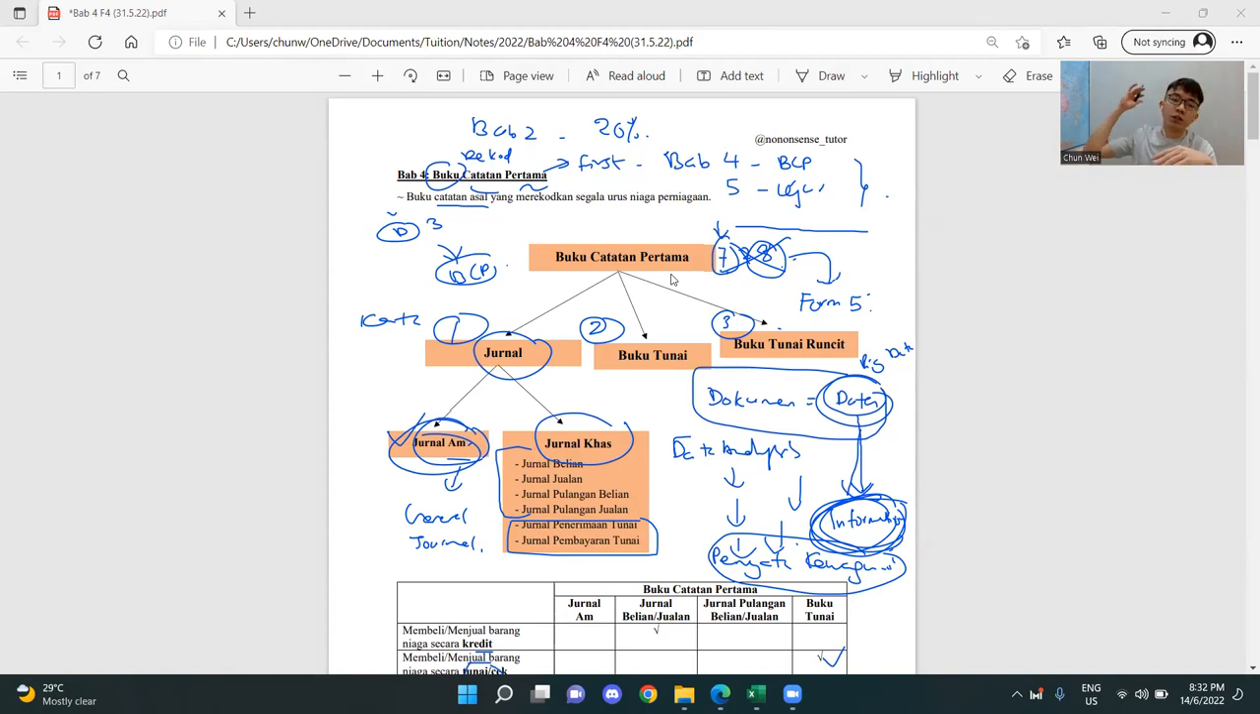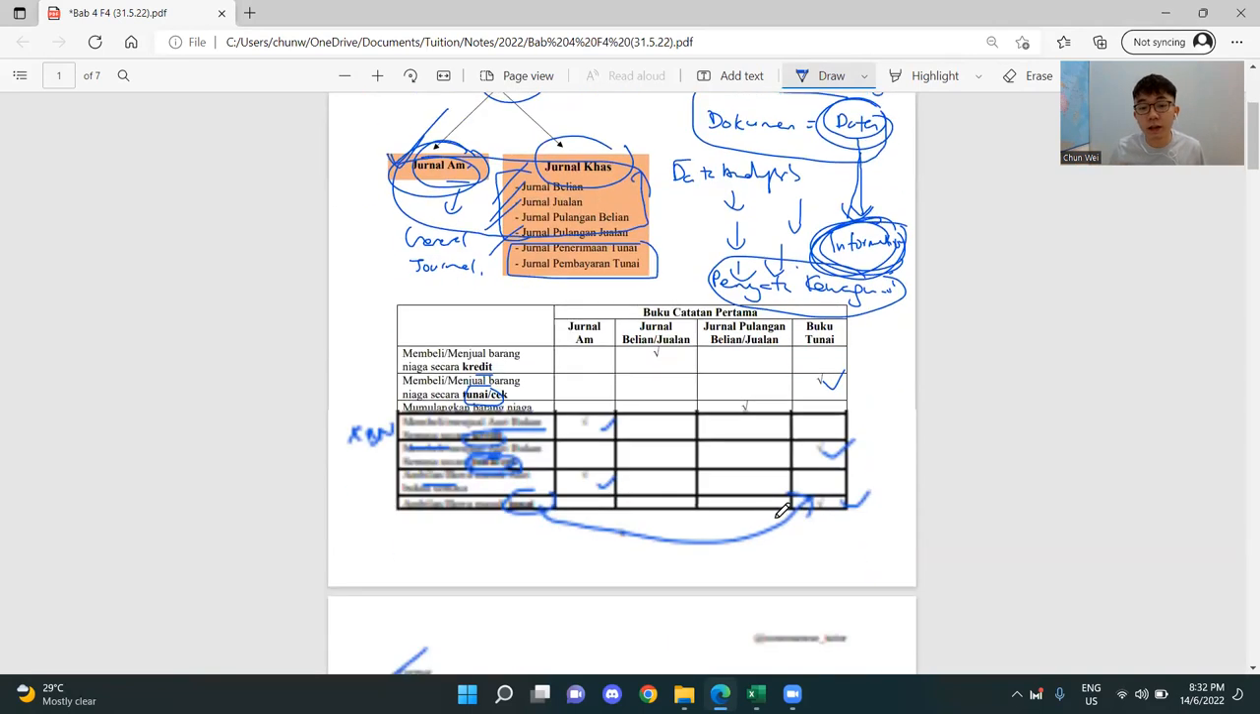Okay, and I assume that by now you should know the format for each and every one of these journals. All right, so you ready? Kita tim jurnal am, kita tim jurnal belian, jualan, pulangan belian, and pulangan jualan. The word kita tim means done. All right, so we done all this. Then later we'll proceed to jurnal penerimaan tunai and pembayaran tunai.